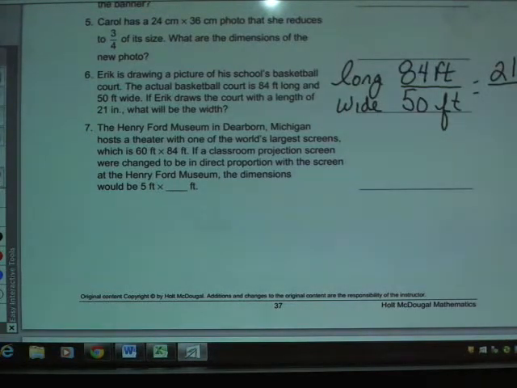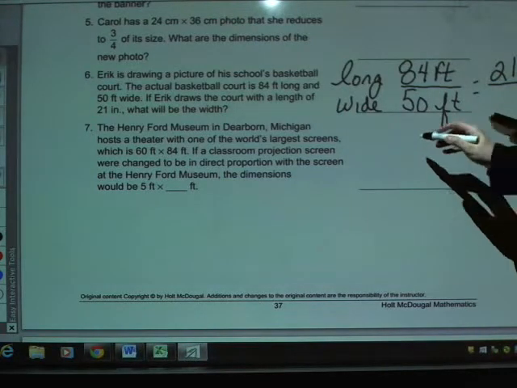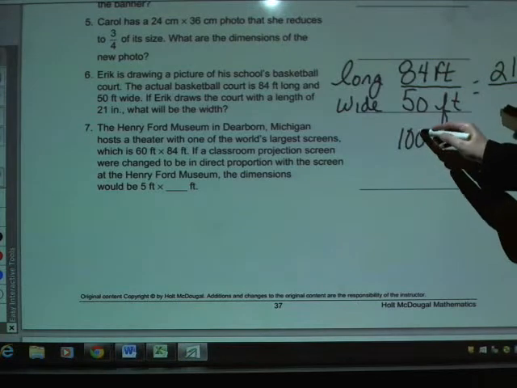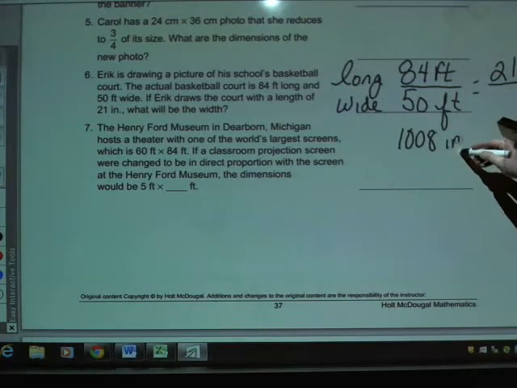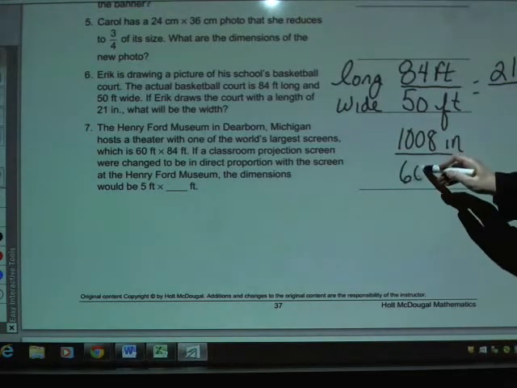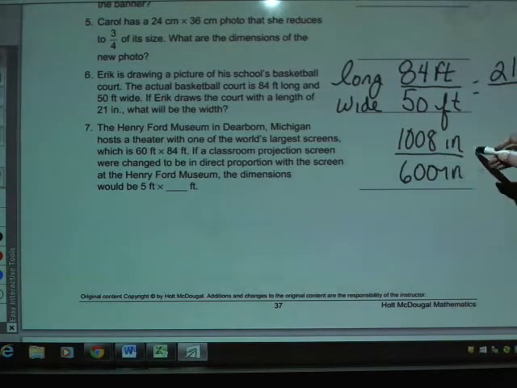So I'm going to take those feet measures and multiply them by 12. And when I do that, find out that this is really 1,008 inches for 84 feet. And 50 feet is the same as 600 inches. And now I'm going to write this other fraction, 21 inches, and some mystery figure, which we'll call x, which is what we're solving for.